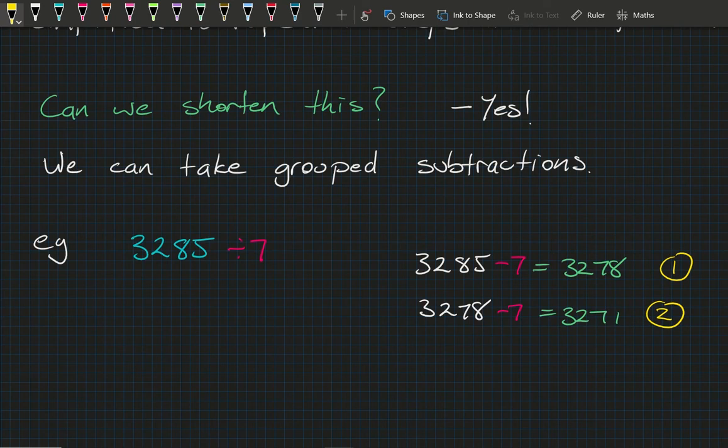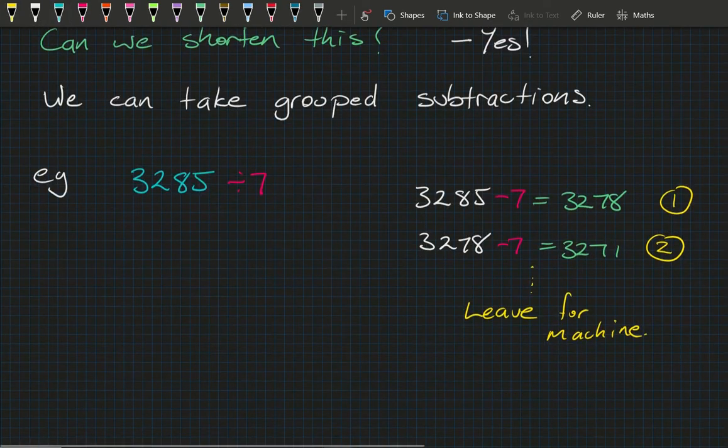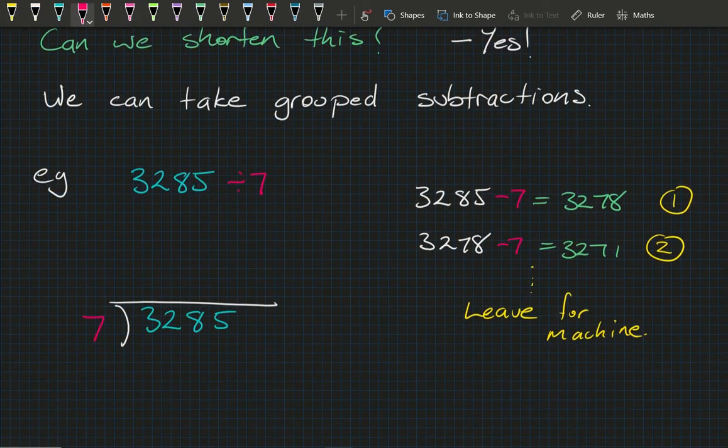But I'm not going to keep going like this. This is something you definitely should leave for a machine. Okay, we're people. We're going to come up with a smart shortcut. So let's start off. 3285 divided by 7 looks like this when I write it in the long division form. So I'm going to try and find multiples of 7 that fit into 3285.